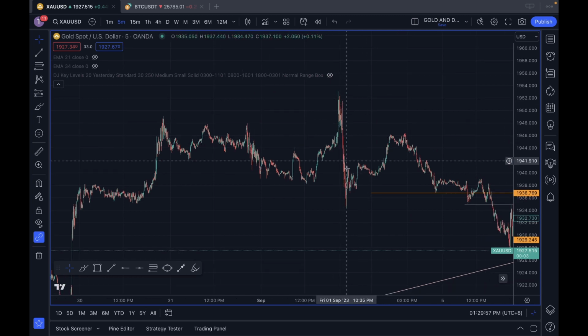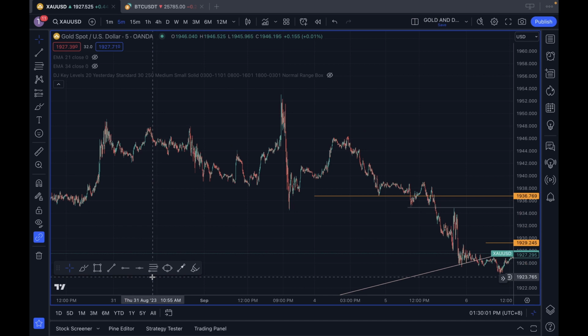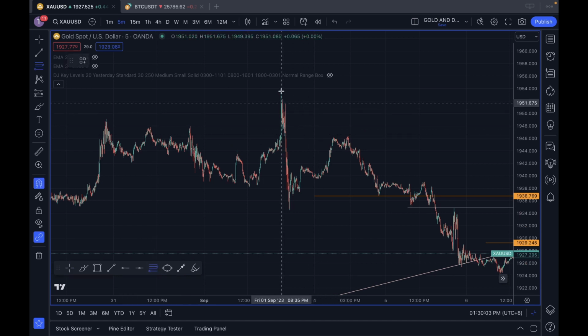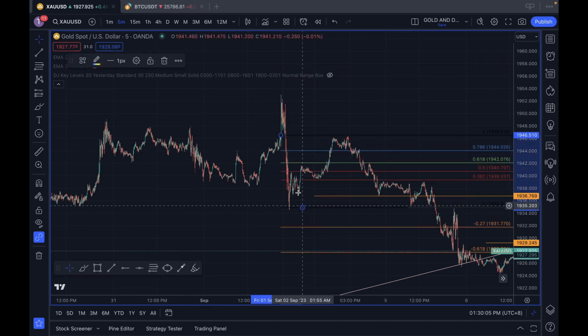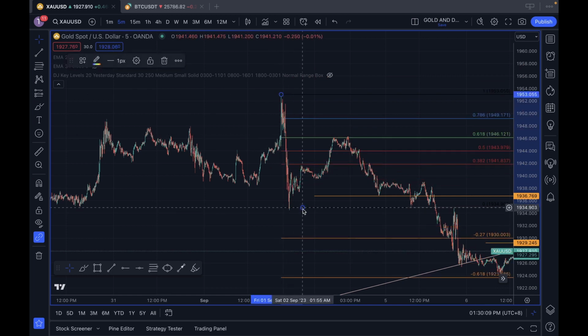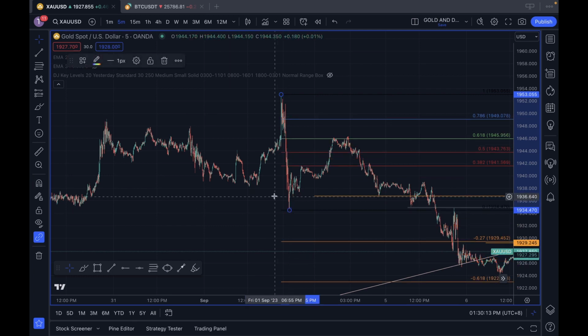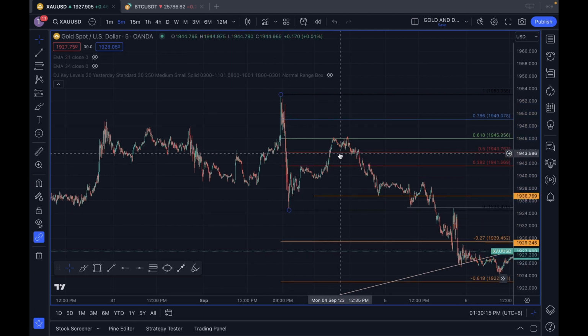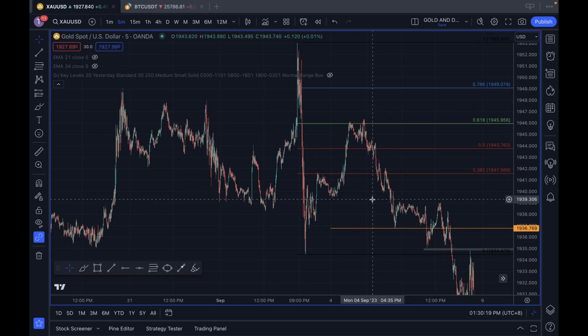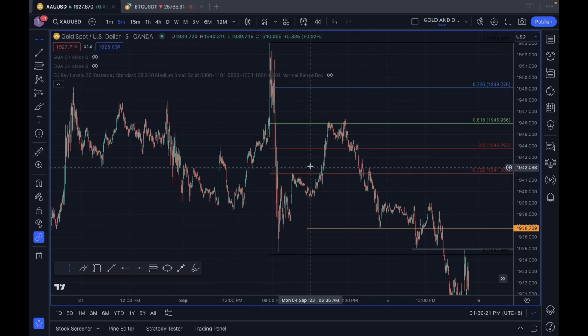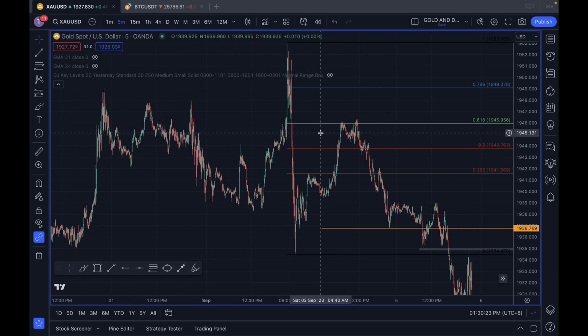Okay, this was the huge H4 break of structure over here. You just simply use a fib from the high to the low. I'm waiting for gold to pull back to at least the 0.5 or the 0.618 fib. And when you can see that, price pushed up all the way to the 0.618 area.